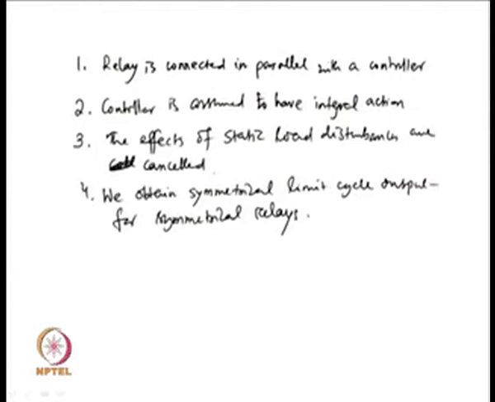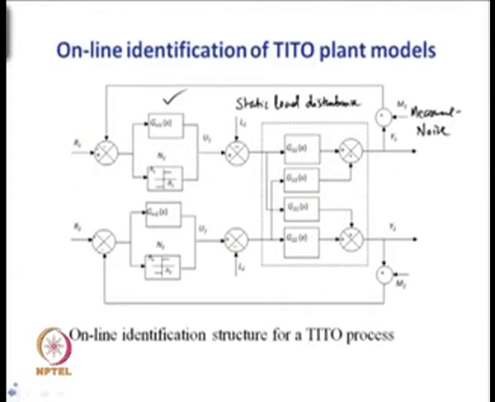If the controller is disconnected, as you can see from here, suppose I disconnect the controller during the relay experiment, what will happen? The static load disturbance will influence the input to the TITO process. That means whatever signal you are getting, whatever rectangular pulses you are getting, that will get added by the static load disturbance, and ultimately you will get asymmetrical input to the system.